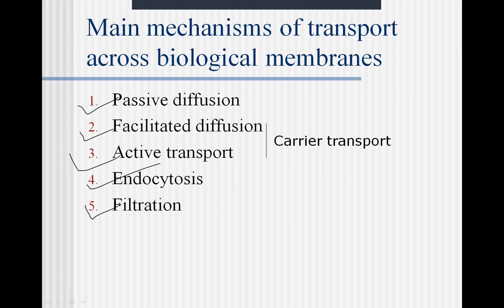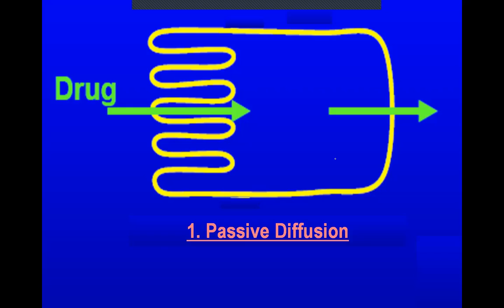Facilitated diffusion and active transport require a carrier transport for their action, that we were talking about, certain proteins traversing the membrane or located at the outer aspect of the cell membrane or on the inner aspect of the cell membrane. So let's talk first about the phenomenon for drug movement across membrane, that is passive diffusion.